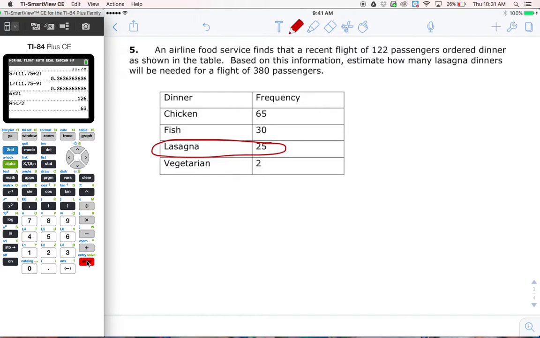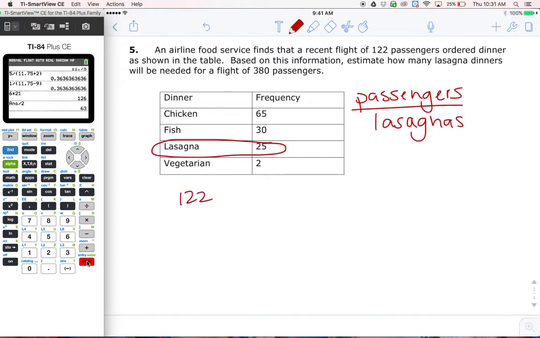So we're going to say, how about passengers over lasagnas. Again, it does not matter which one you do where. Okay? So the first one said that in a 122 passenger flight, right, that was in the problem, we had 25 people ordering lasagna. Again, that was in the table. We're supposed to figure out how many would order lasagna on a flight of 380 passengers. So where does that number go? Where does 380 go? We set it up to put that on the top, so we got to stay consistent. 380 has to go on the top. We don't know the bottom, we're going to call it x.